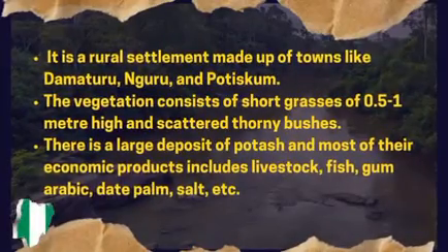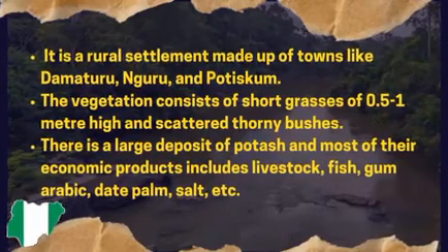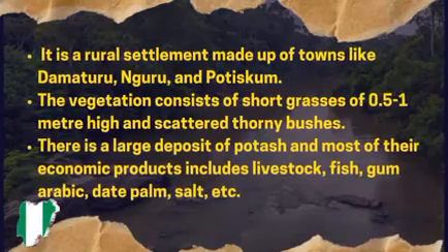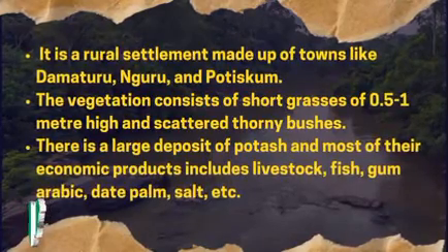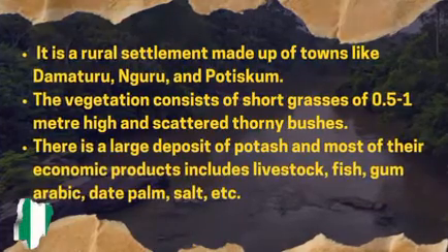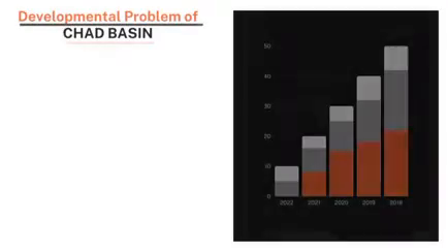In this region, the major places or settlements under the Chad Basin include Maiduguri, Damaturu, and Potiskum. Here there is a large deposit of potash, and a large deposit of other mineral resources like salt.